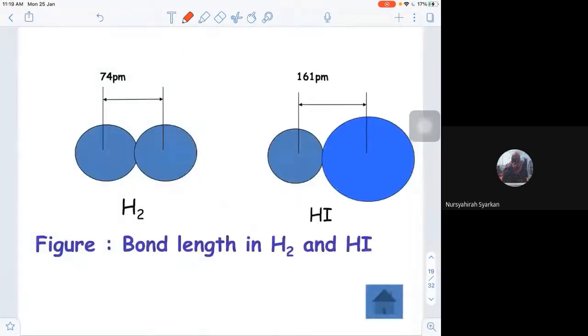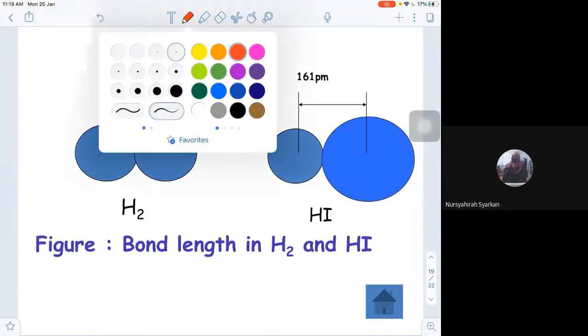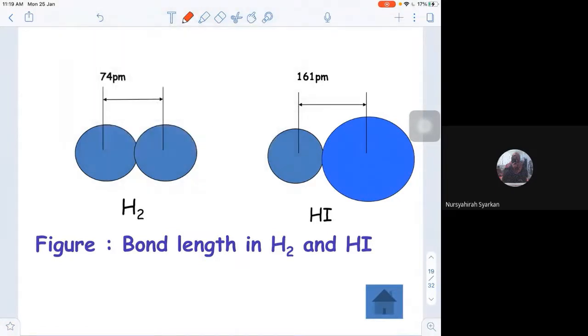Okay, now look at the bond that is made between hydrogen atoms. The bond length starts from this point to this point, so we connect them. That is the bond length, which is 74 pm. Compare this with the bond made between H and I. This is the first nucleus, and this is the second nucleus.